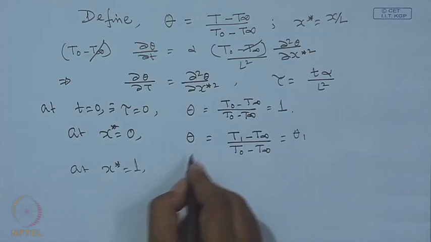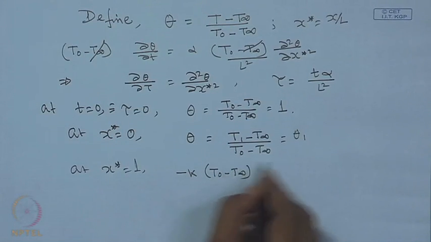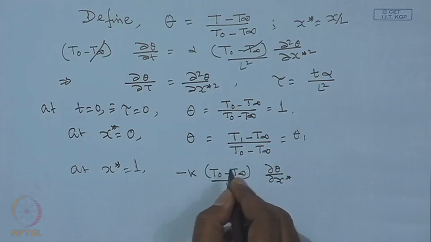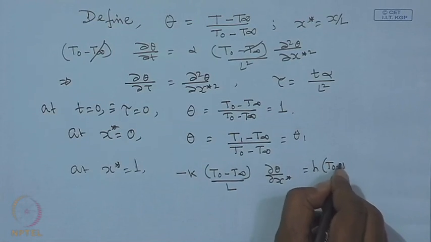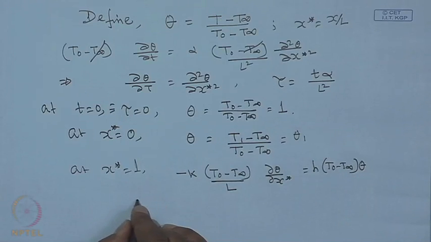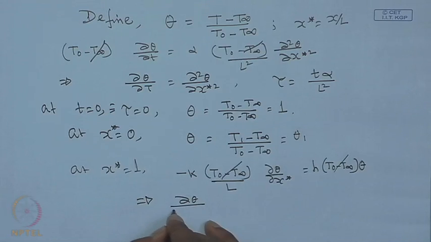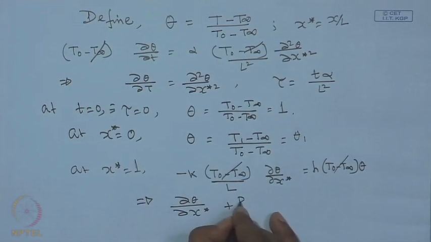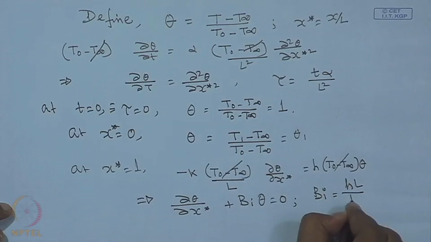1, we have minus k times t 0 minus t infinity times del theta del x star, and there has to be an L here, is equal to h times t minus t infinity, we write t 0 minus t infinity times theta. So, these will be cancelled out and you can bring it to the other side. So, del theta del x star plus Bi theta is equal to 0. That is a mixed boundary condition at x star equal to 1, where Bi is nothing but the Biot number and this is equal to h L over k.